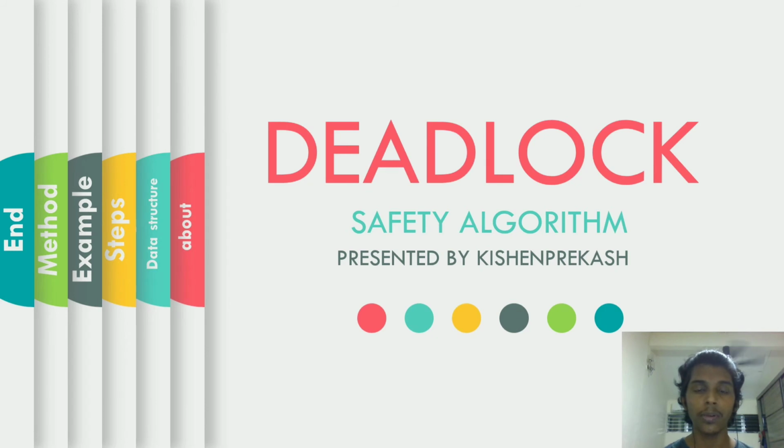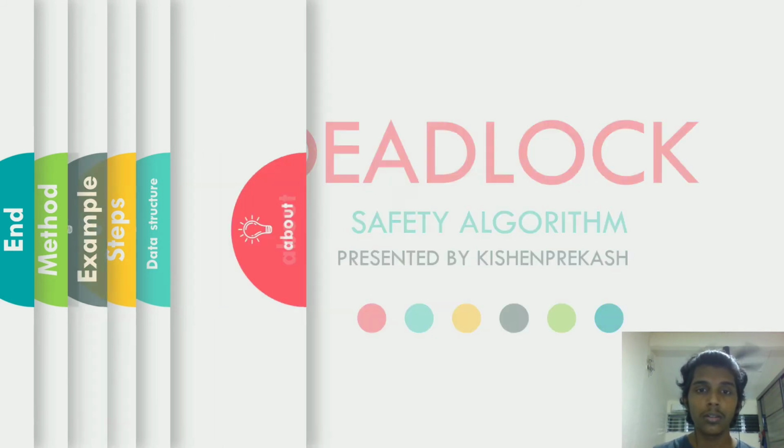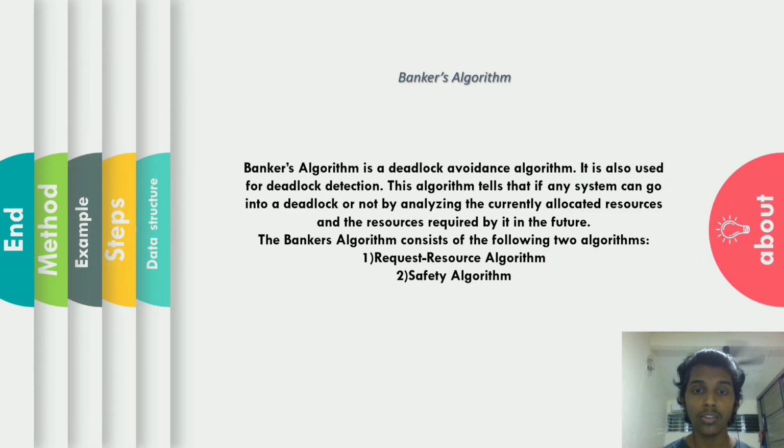Today, I'm going to explain the safety algorithm from the topic deadlock. Basically, Banker's algorithm is a deadlock avoidance algorithm. It is also used for deadlock detection. This algorithm tells whether any system can go into a deadlock or not by analyzing the currently allocated resources and the resources required in the future. The Banker's algorithm consists of the following two algorithms. One is the request resource algorithm and the second one is the safety algorithm.